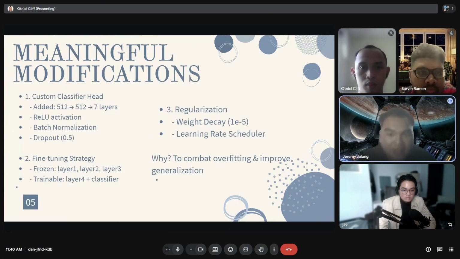Now, meaningful modification. To fight overfitting, we made 3 changes. Number 1, custom classifier head: we added a 512 to 512 to 7 architecture with dropout 0.5 and batch norm. Number 2, fine tuning: we froze layers 1 to 3 to keep core features, making only layer 4 and the classifier trainable. And lastly, for regularization, we integrated weight decay and a learning rate scheduler to sharpen optimization. Why? To combat overfitting and improve generalization.